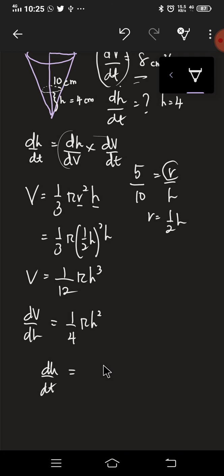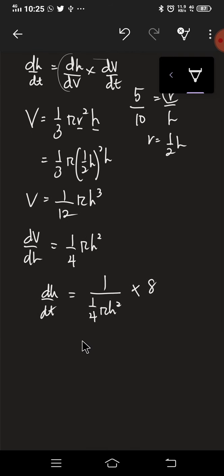So dH/dt is equal to dH/dV, which is 1 over 4 pi H squared, multiplied by 8. Okay. So how can we write this one? So 4 over pi H squared multiplied by 8. So this is equivalent to 32 over pi H square, right?